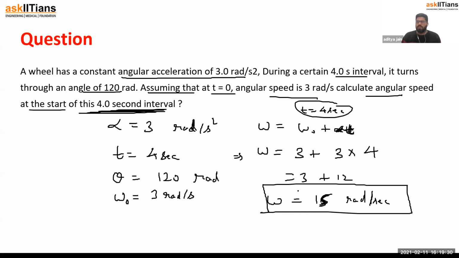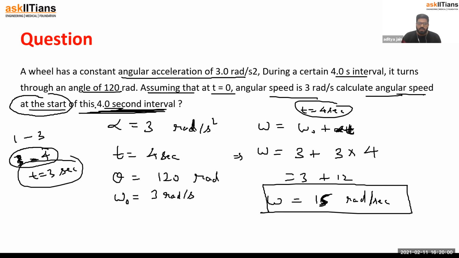Basically, it is asking about the 4-second interval. So we have misconceived the question. Actually, the angular speed is being asked at the start of the 4-second interval. So basically, it is saying when you are traveling from 1 to 3 seconds and 3 to 4 seconds. So he is asking for the time interval 3 to 4 seconds. So at the start of the 4th second means at the completion of 3 seconds.